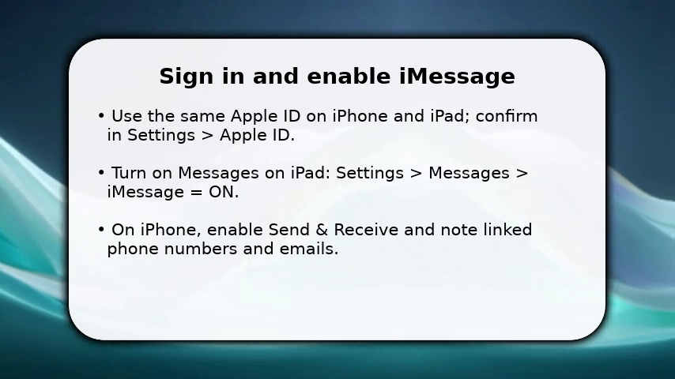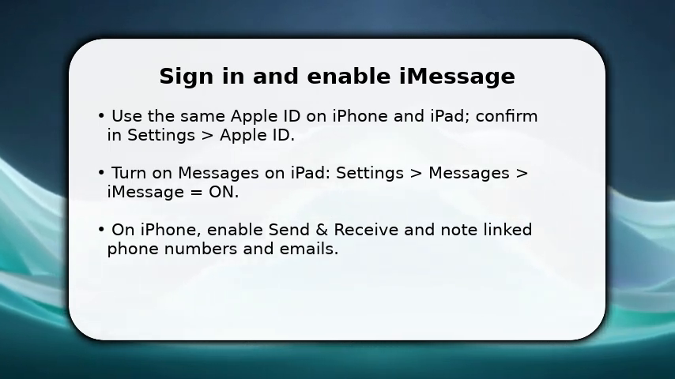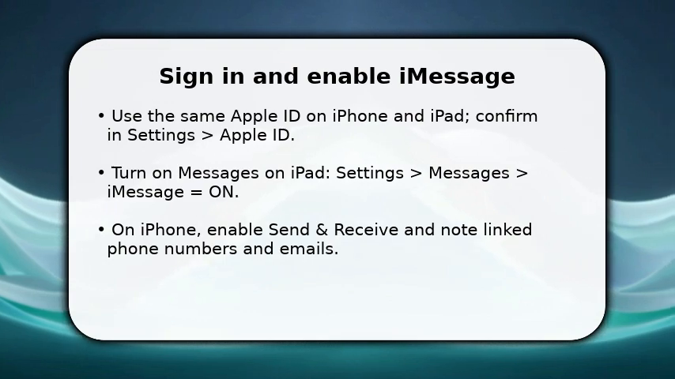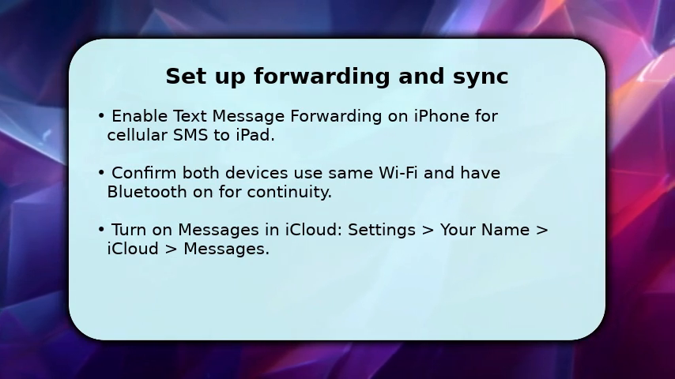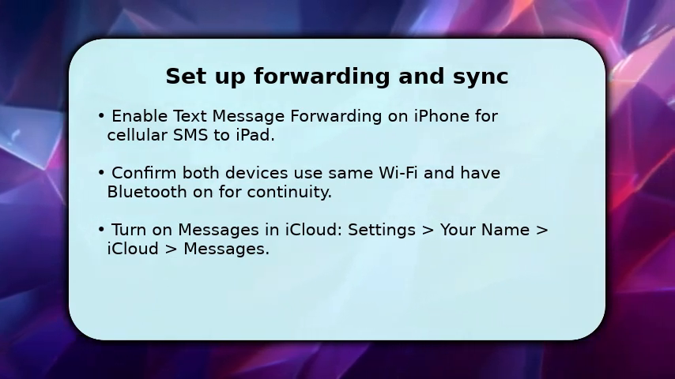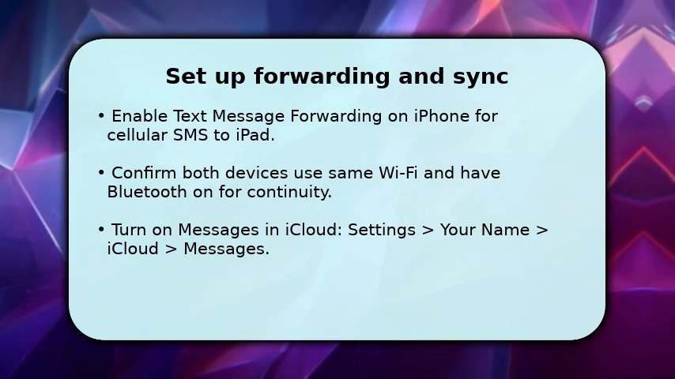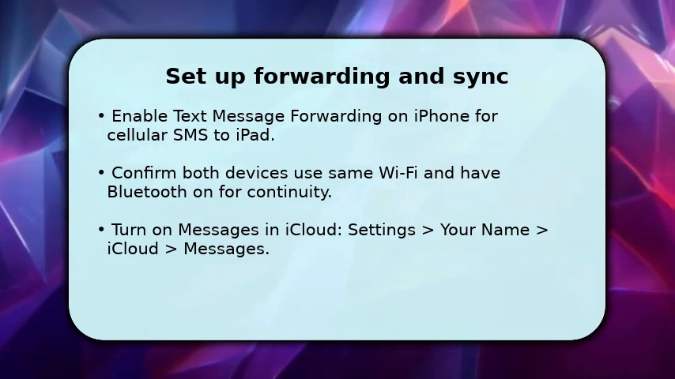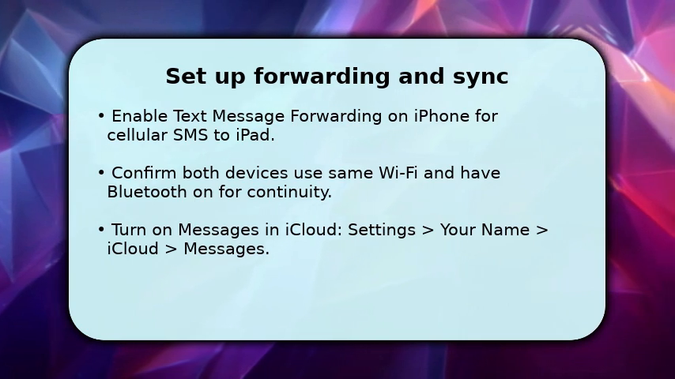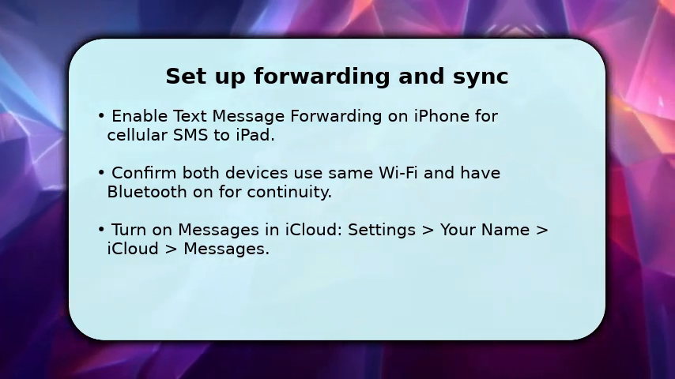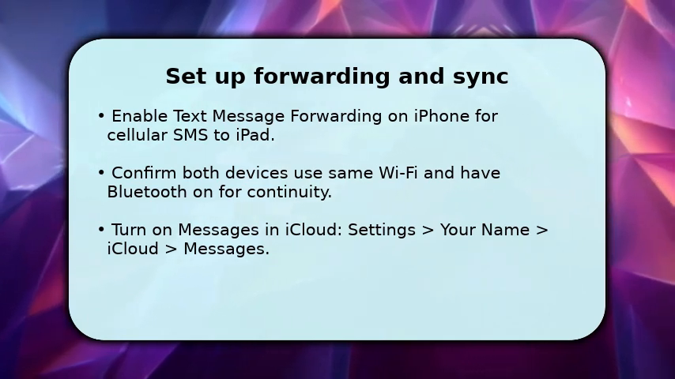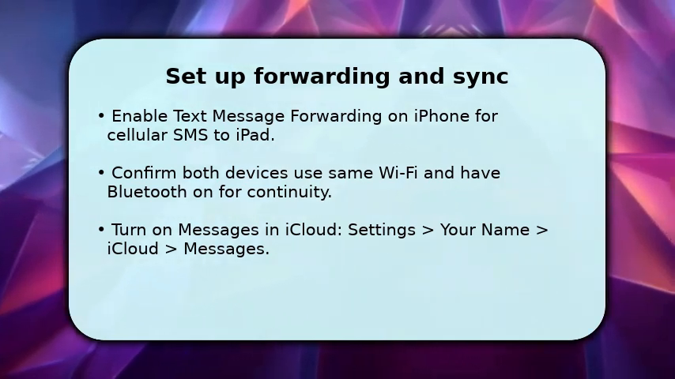Next, configure the syncing features that route messages between devices. On your iPhone, go to Settings, Messages, Text Message Forwarding and allow the iPad. This forwards SMS. Then enable Messages in iCloud so conversations stay consistent across devices. While you're at it, make sure both devices are on the same Wi-Fi network and have Bluetooth enabled. Continuity uses those links to hand off traffic fast.